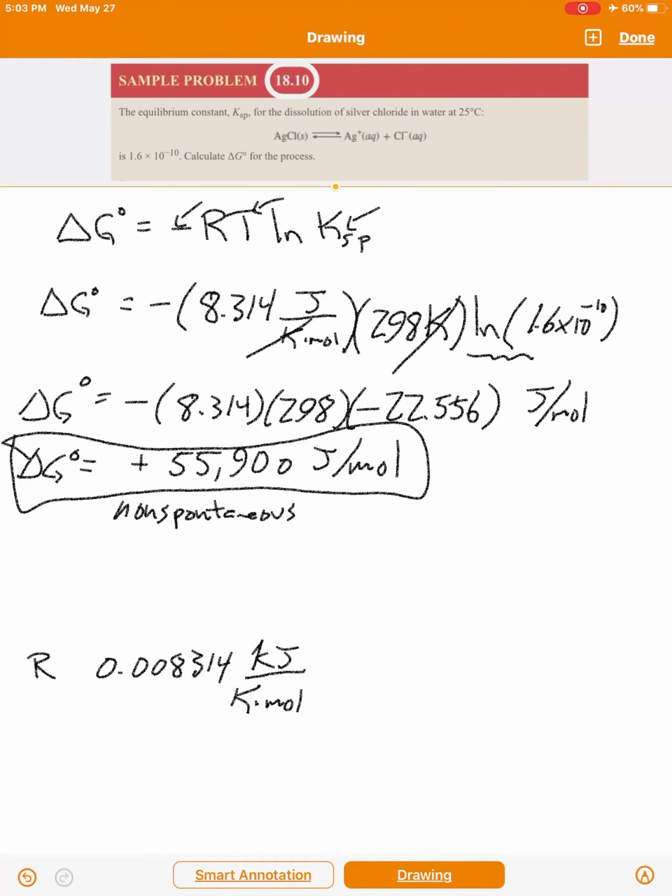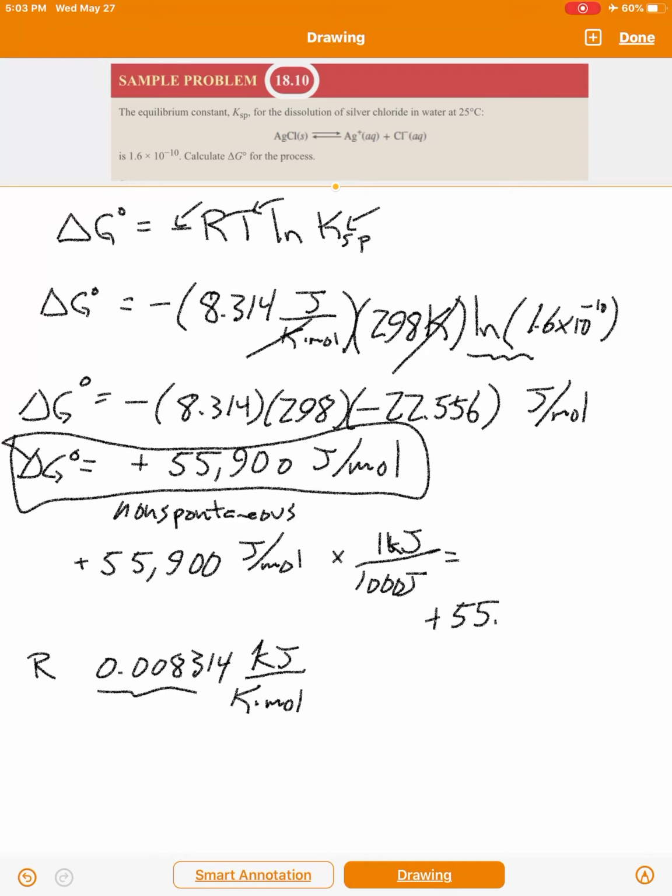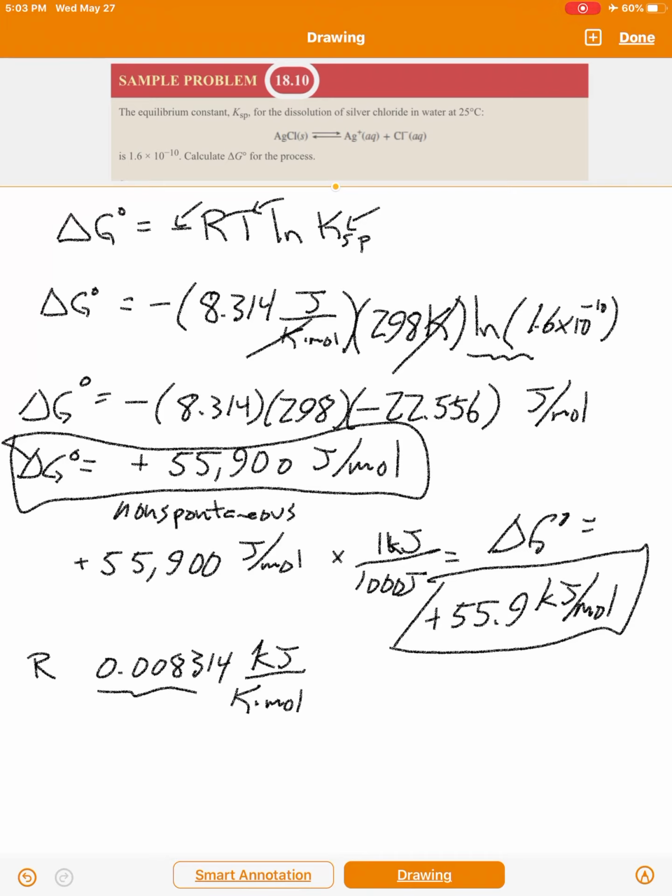Now keep in mind, generally the numbers that we quote for delta H and delta G are in kilojoules per mole. So if we'd used this, that would have given us kilojoules per mole. But let's go ahead and do the conversion from what we have here. One kilojoule is 1,000 joules. So you get 55.9 kilojoules per mole. Okay, there's your delta G naught. 55.9 kilojoules per mole. Positive, meaning it's non-spontaneous.